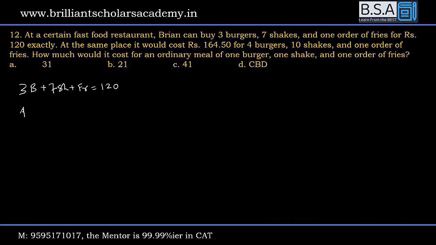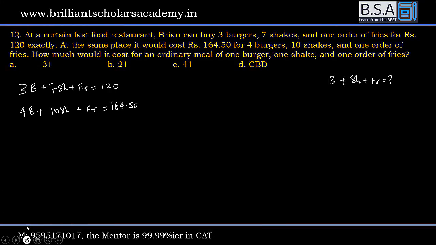He is buying 4 burgers, 10 shakes, and again an order of fries. He pays for it rupees 164.50. Now, how much will he have to pay for 1 burger, 1 shake, and 1 order of fries? That is the question. So how do we approach this?